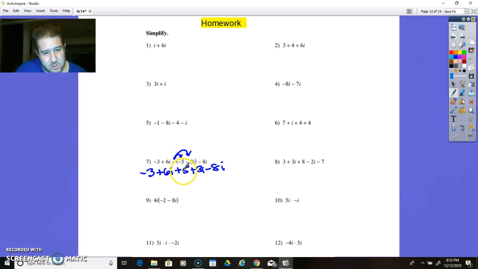Negative 3 plus 5 is 2, so it's going to be 2. 2 goes right here. 6i plus 3i makes 9i. So it looks like it's going to be 2 plus i, if I did that right in my head. Because 6 plus 3 makes 9, and 9 minus 8 makes 1. Just 1i. Number 8, combine like terms. 3 plus 8 is 11. Minus 7 is 4. So put a 4 right here. And then 3 minus 2 is 1. So it looks like it's 4 plus i. Okay, multiplication.